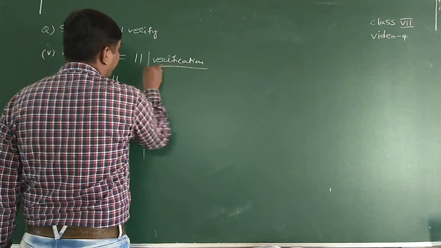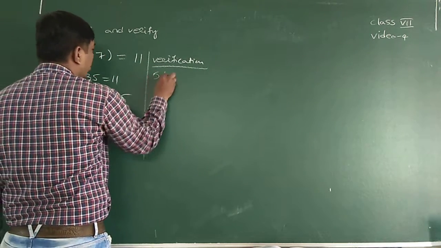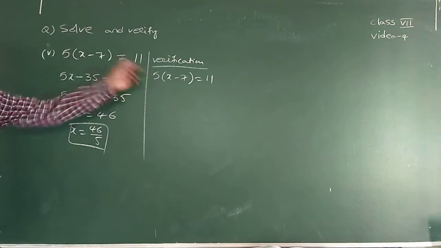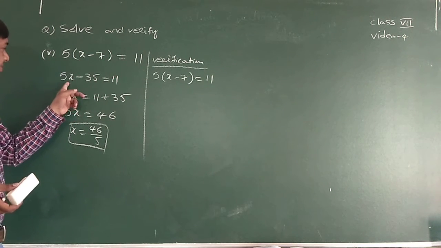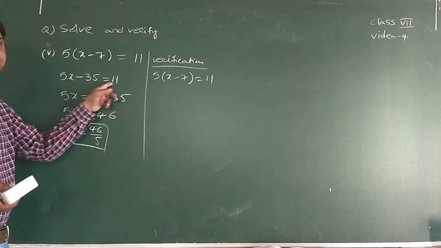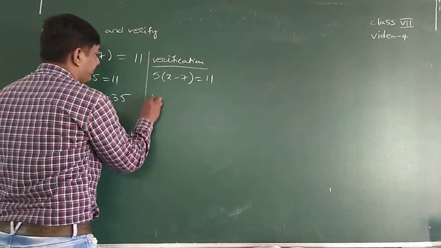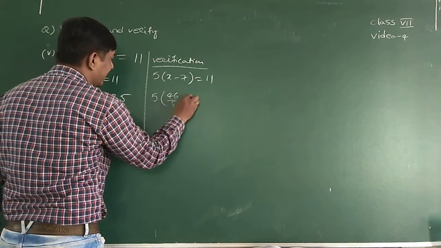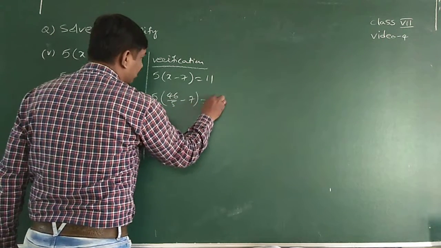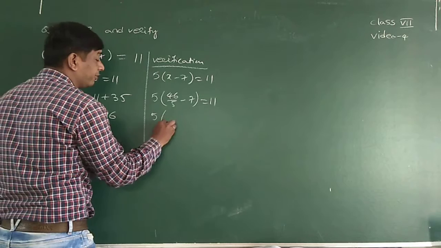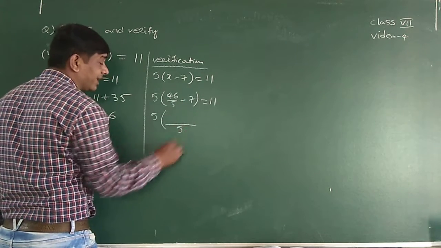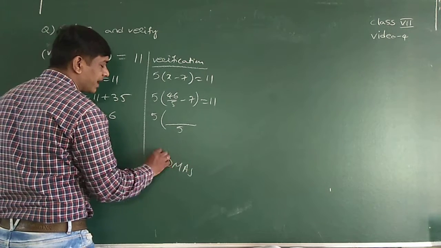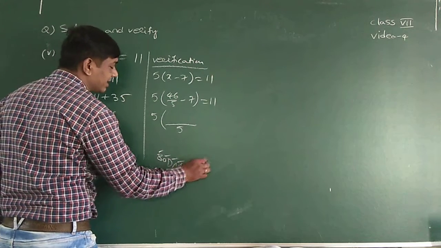5 into x minus 7 is equal to 11. Either you can substitute in the given question or you can substitute here also. Now 5 into 46 by 5 minus 7 is equal to 11. Inside the bracket we have to simplify first as per the BODMAS rule. BODMAS is bracket, of, division, multiplication, addition, subtraction.